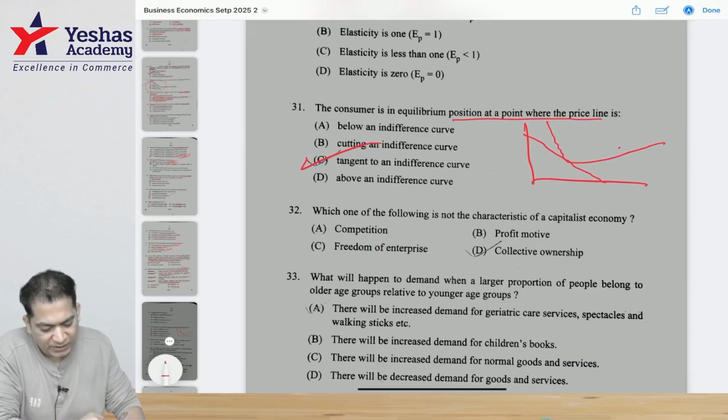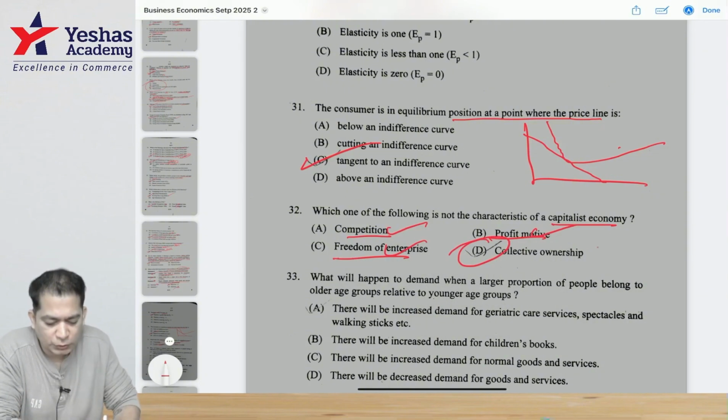Which of the following is not a characteristic of a capitalist economy? Competition will be there, profit motive will be there, freedom of enterprise will be there. Collective ownership is found in socialist economy. So D is the answer.